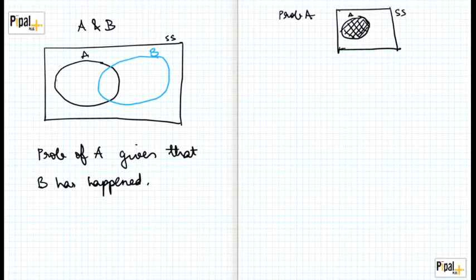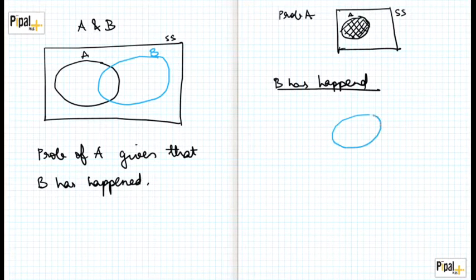But now things change a little, right? Now when we say that B has already happened, then the new sample space actually becomes like this. So let's define B has happened. Now if B has happened, then the sample space actually looks like this. Now B is the new sample space. Now if B has already happened, then we have to find what is the probability of A. B has already happened, right?